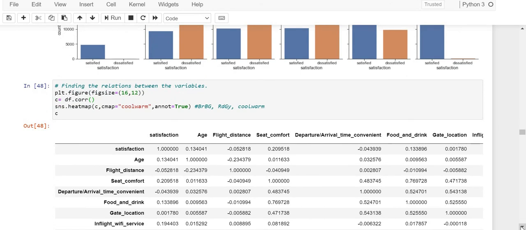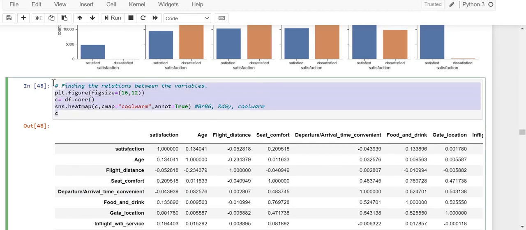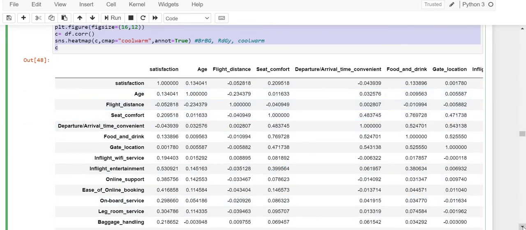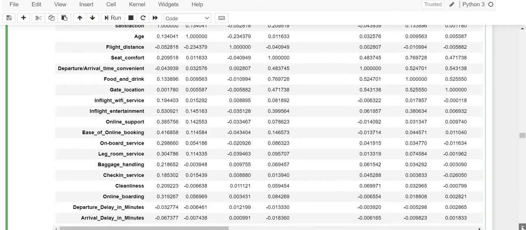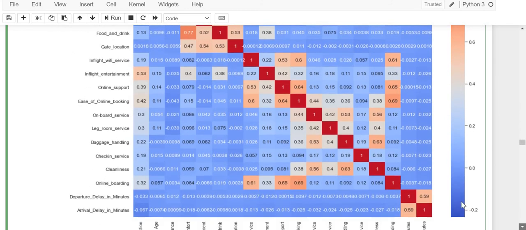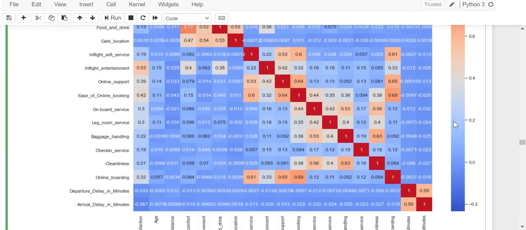Now we will try to find the correlation between the variables present in our dataset. I have generated a heat map to find the correlation. This is the code for that. These are the correlation values given in a table. We will see this in a heat map. This is the heat map. Bright red color implies strong and positive correlation, whereas bright blue implies negative correlation. These shades of blue and red imply the values given respectively.